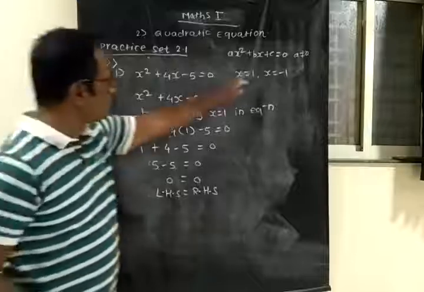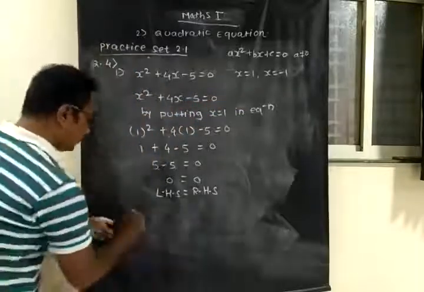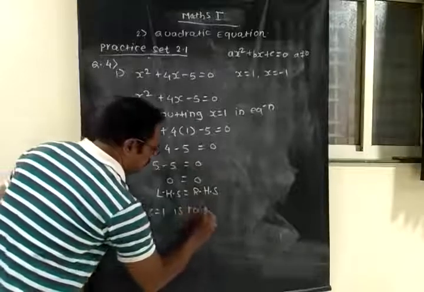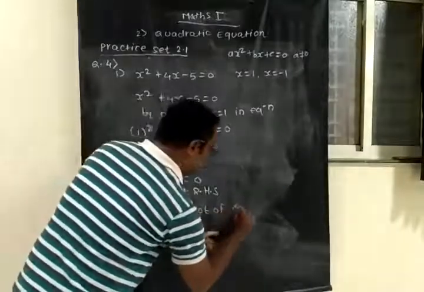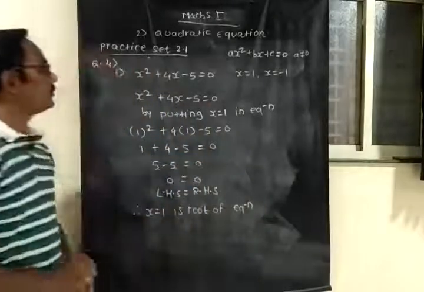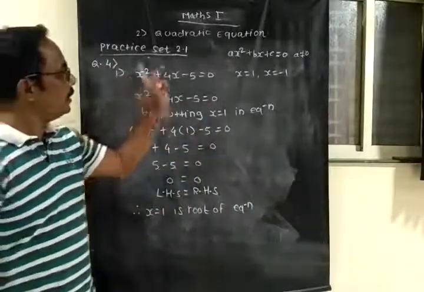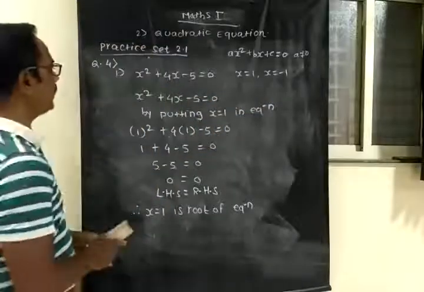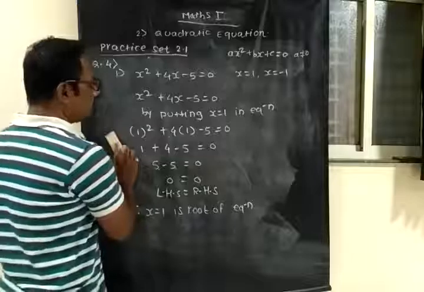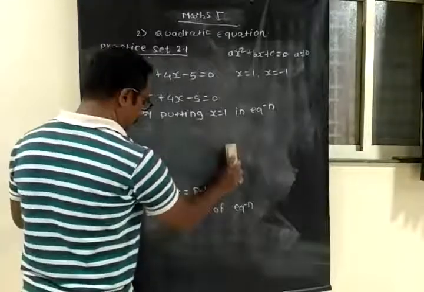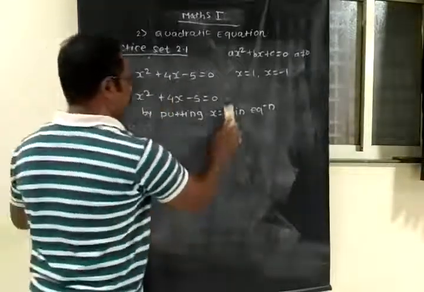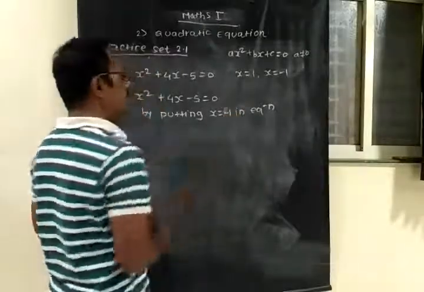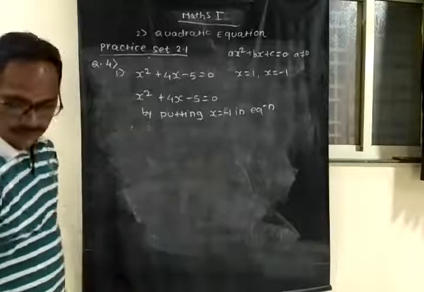So x is equal to 1 is the root of the given equation. Now we will take the value x is equal to -1 and determine whether that value is a root of the given equation or not. So instead of x is equal to 1, we will take x is equal to -1 in the equation.